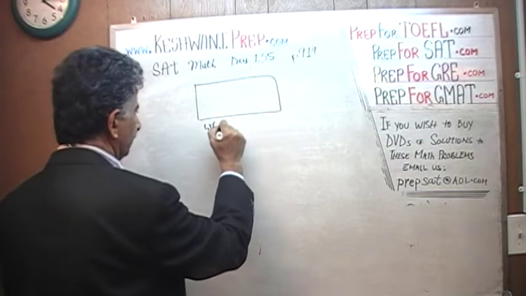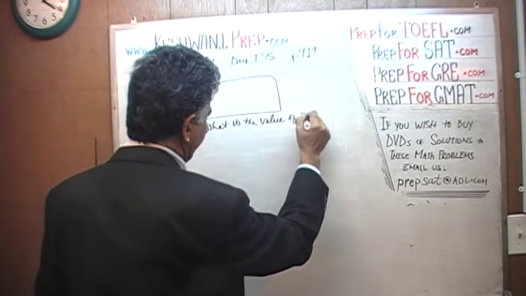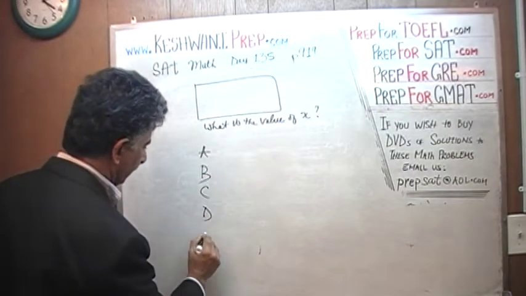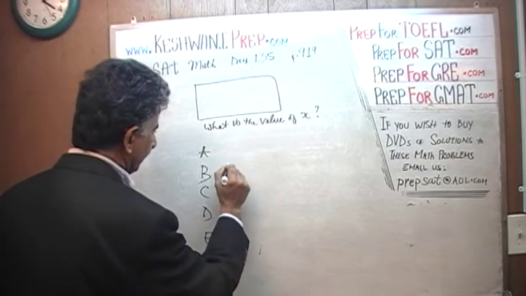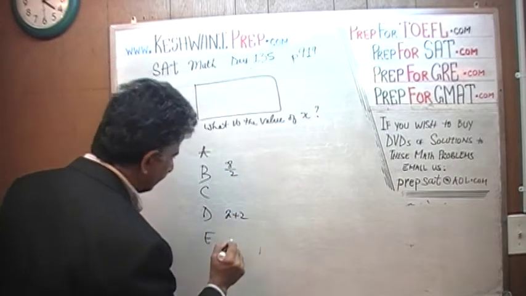The question is, what is the value of x? And here are the answer choices: A, B, C, D, and E. B says, let's say 8 over 2, and D says 2 plus 2.